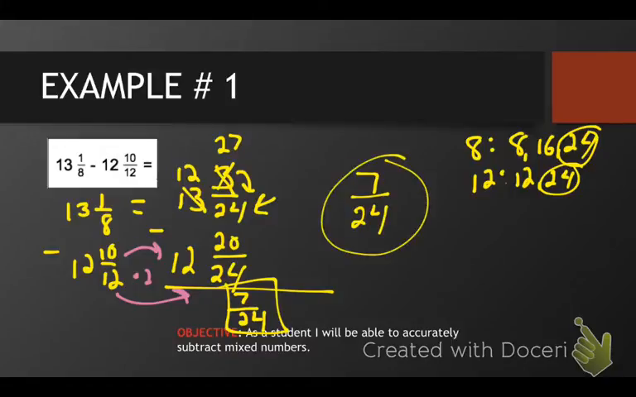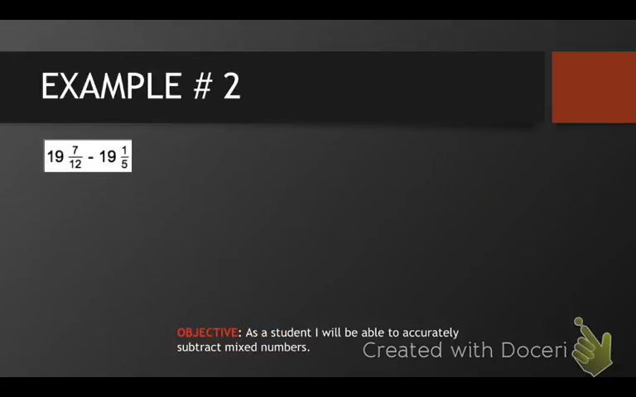Okay, that's our first example. We're going to go ahead and do a couple more. Here we go. Example number 2. We have 19 and 7/12 minus 19 and 1/5. Once again, I'm going to go ahead and write them straight up and down because it's easier for me to see. I like when people do that.